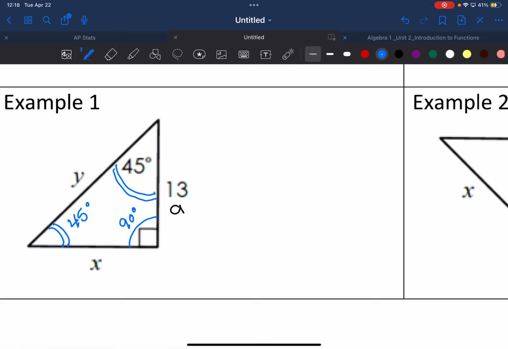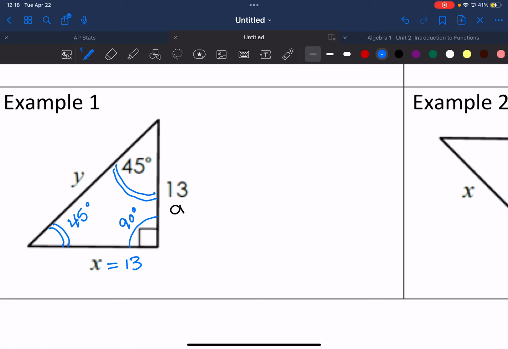Well, since this is a 45, 45, 90-degree triangle, a special triangle, we know that our legs have to be equal. So that means x is going to be equal to what? 13. So we found one. X is equal to 13 because the legs have to be the same.